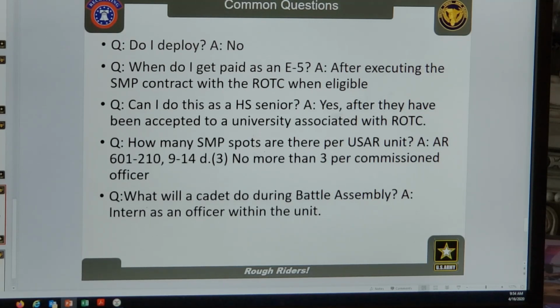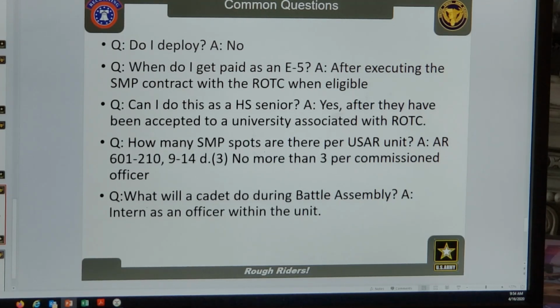All right. So when do I get paid as an E5? As soon as you enroll. It says execute the contract. No, you are eligible for E5. Sorry, I didn't catch that on my slide. As soon as you enroll in ROTC, you're paid as an E5. So you're not going to enlist as an E5 unless you're already enrolled in ROTC, like if you're talking to an MS1. But a high school senior is not going to enlist in that pay grade. But as soon as they're enrolled in ROTC, then they'll get paid as an E5.